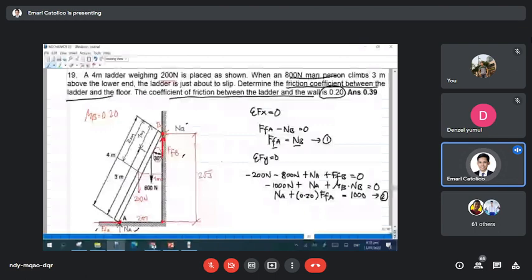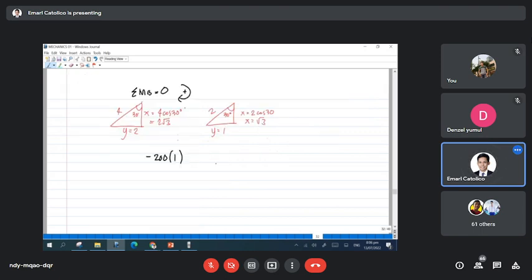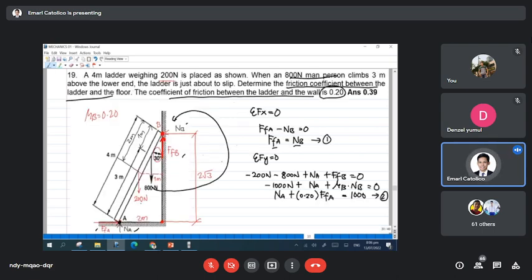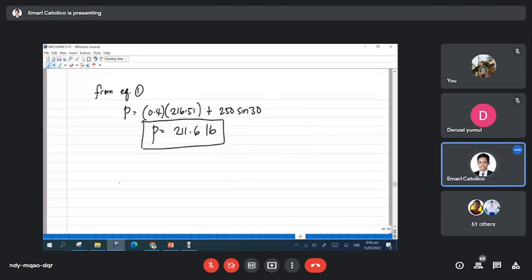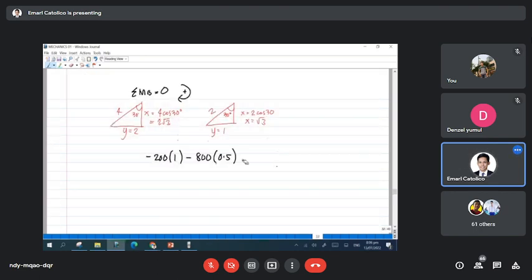Okay. So next na magro-rotate is 800 papunta sa P. So counterclockwise, matic negative. Okay? So negative 800, problema mo na lang yung distance. So kung 1, yung distance ng 200, since 2 meters lang naman yan, so 1 divide 2 is 0.5. So therefore, negative 800 times 0.5. Okay? Ng meter kayo malito. Okay na yung 800, okay na yung 200 Newton.